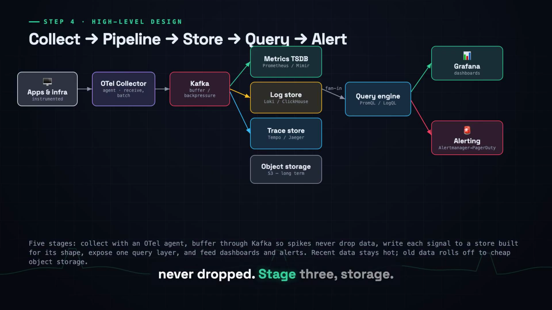Stage 3, storage. Here the data splits because each signal needs a different kind of database. Metrics go to a time series database. Logs and traces go to their own specialized stores. Stage 4, the query engine, a single layer that lets you read across all of them. And Stage 5, the consumers, dashboards for humans and an alerting engine watching for trouble. Collect, buffer, store, query, alert.